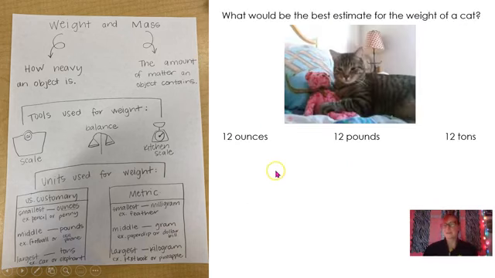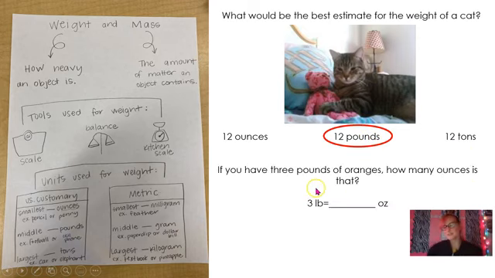Sometimes we're going to have to estimate the weight of an item. So I have my cat Ash here, and we are going to estimate his weight. Would 12 ounces, 12 pounds, or 12 tons be the best estimate? If you said 12 pounds, you are absolutely correct.